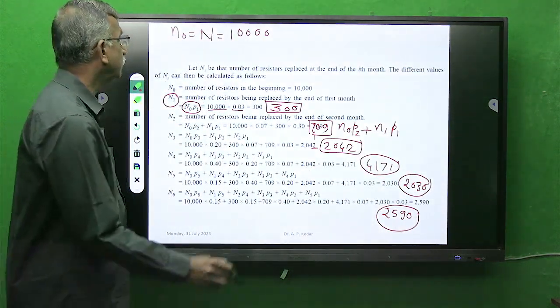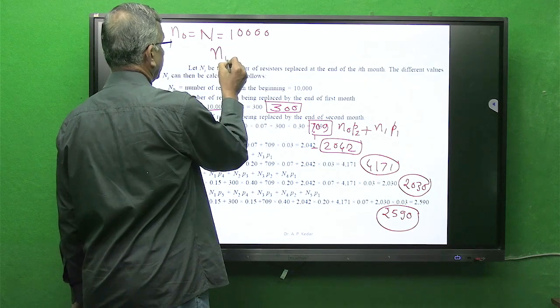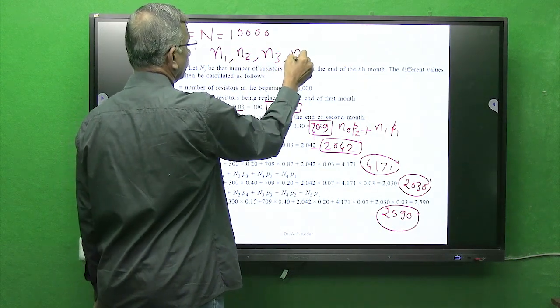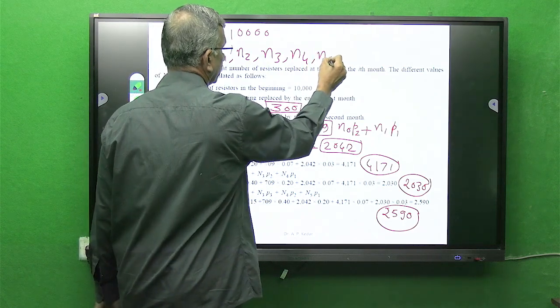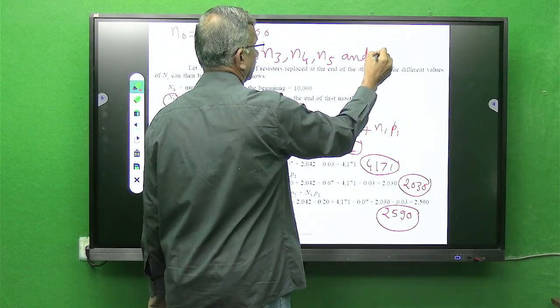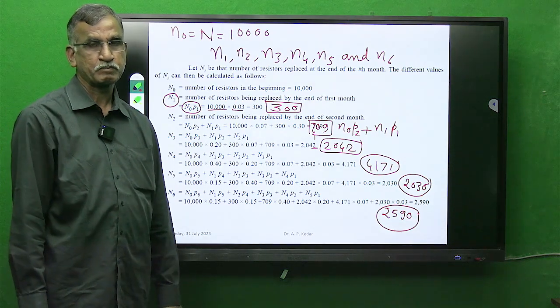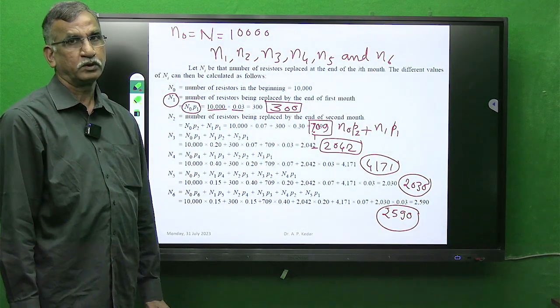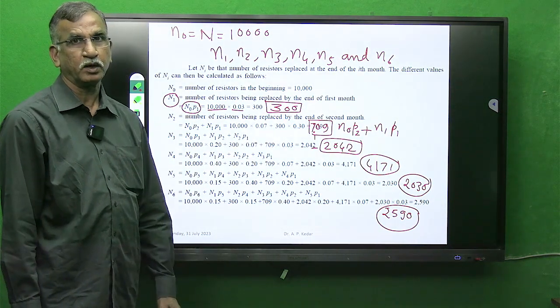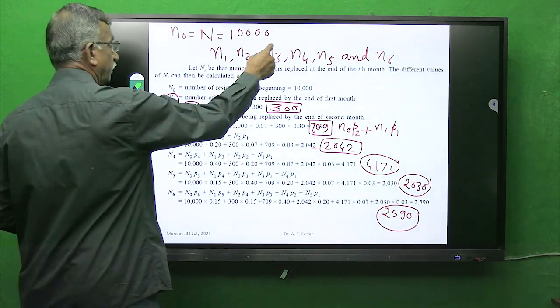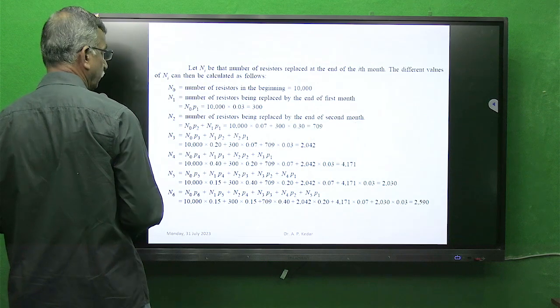So now we are ready with all N1, N2, N3, N4, N5 and N6. We are ready with all these values. Got it? Now it's only putting the values in the formula and getting the result. So that we will see now. Remember all these values we have just calculated.